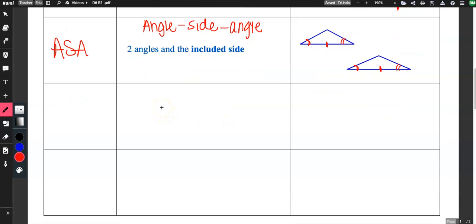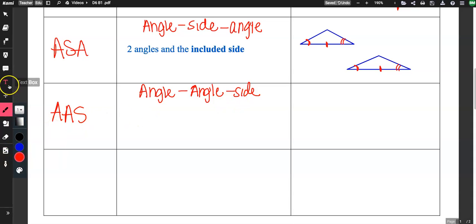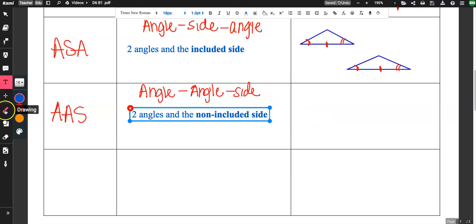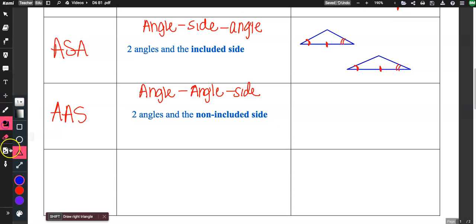All right, we got a couple more here. Our next one, angle, angle, side. So again, remember, if I know that these 3 pieces are congruent in that order, then I can say the entire triangles are congruent. So this one, we have 2 angles and the non-included side. So look at, again, the order. Angle, angle, side means the 2 angles are next to each other and the side is not in between them.